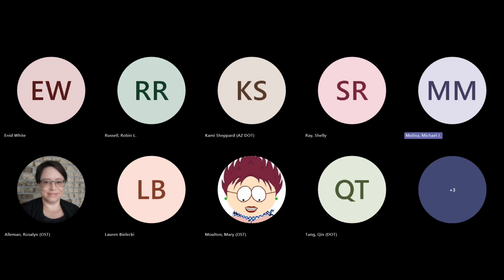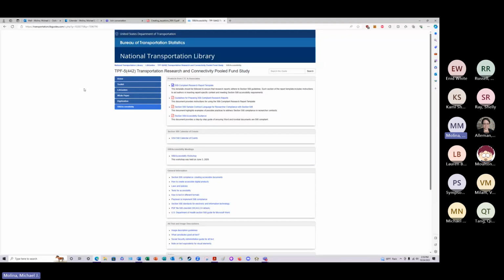And if not, I know a lot of folks are in varying levels of accessibility at their own state agencies. I wanted to share with you something I shared at the last meeting, just a little update. This was out of the pooled fund study that we've been doing. Remind everyone of this page on Section 508 compliance. One of our vendors, CTC and Associates, had put together a compliant research report template. Previously, in the link I shared with everyone last time, it was in PDF format, but this research report template has been updated to include a Microsoft Word format.